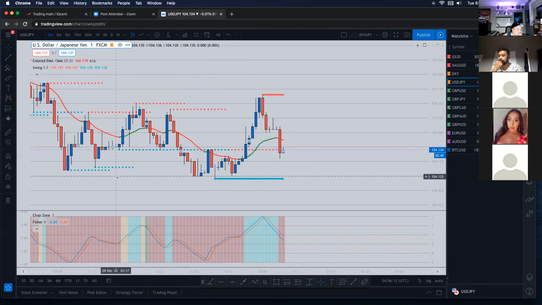Then I took the Fisher, combined it with the chop zone, and obviously because you have your orange over blue, it's selling, right? One thing that I learned is you don't want to get into a binary trade when the Fisher, the chop zone, is either at the top or the bottom. You kind of want to get in when it's in momentum, if that makes sense.